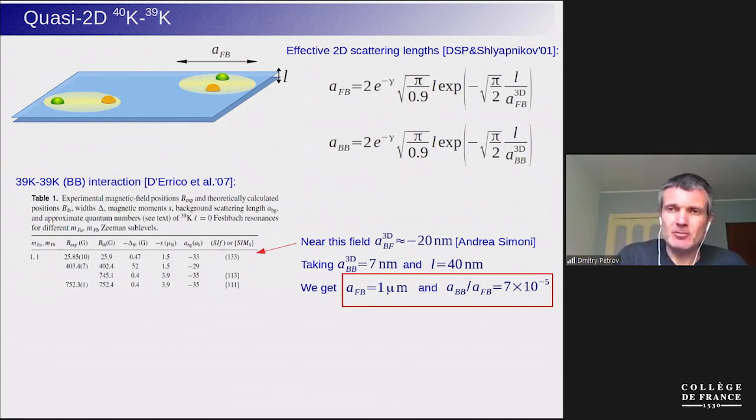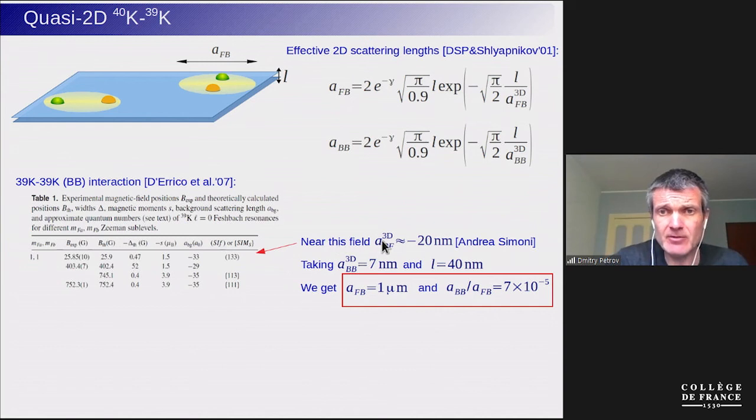This was in a pure two-dimensional model. If we want to be practical, we have to propose a quasi-two-dimensional model. So we pick potassium 40 and potassium 39. We know the formulas to get from three-dimensional scattering lengths to two-dimensional ones for FB and BB. And we can search for a nice resonance there. Indeed, there is a Bose-Bose resonance in 39-39, close to 26 Gauss, with a width of the order of half a Gauss.